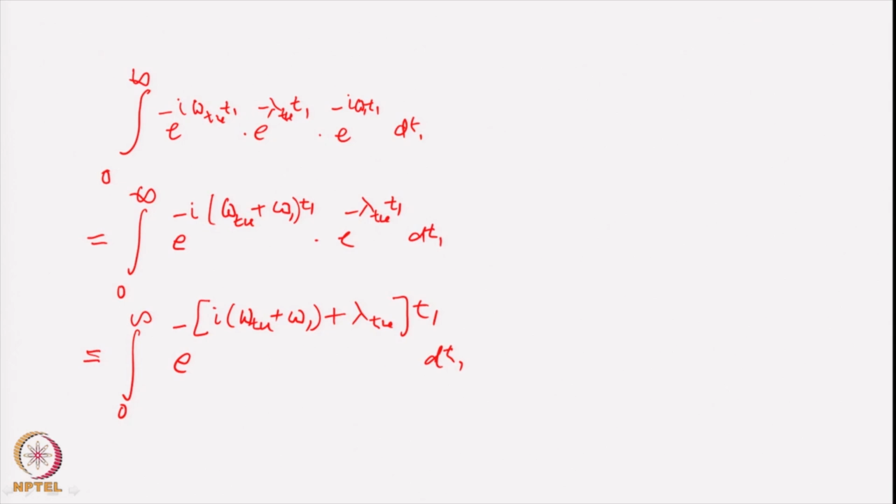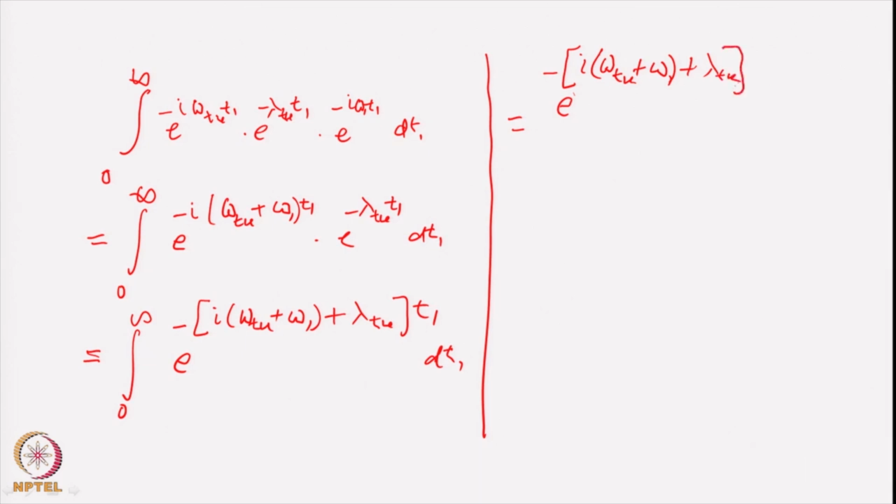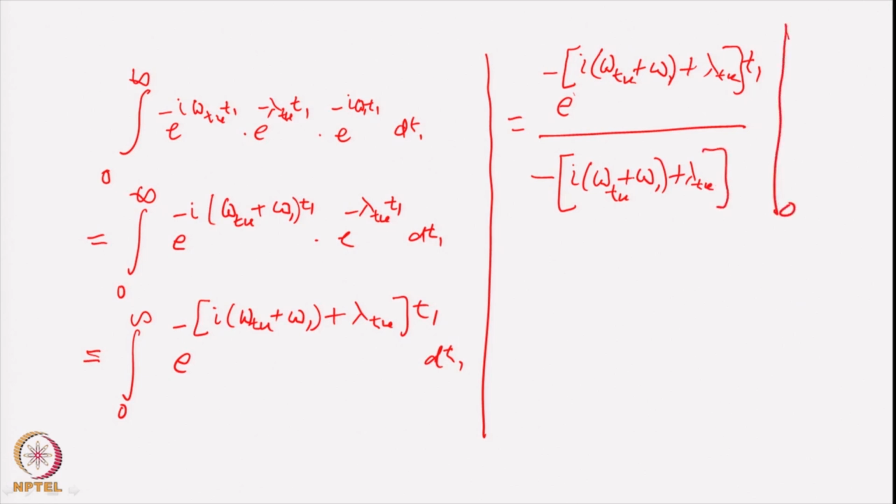So this is equal to, I will write here, this is the next step, this is equal to e to the minus (i (omega TU plus omega 1) plus lambda TU) t1, divided by minus (i (omega TU plus omega 1) plus lambda TU), and this whole thing is evaluated from 0 to infinity.